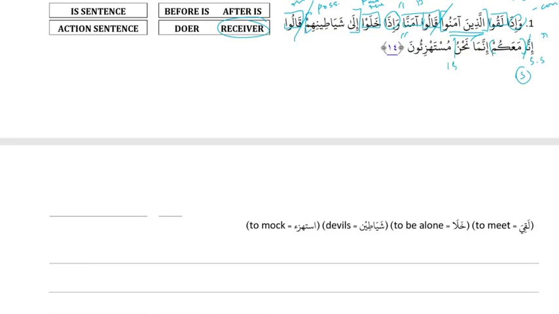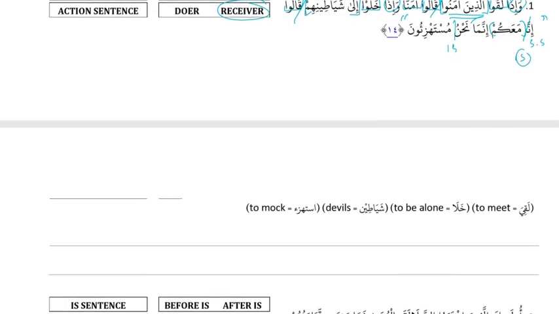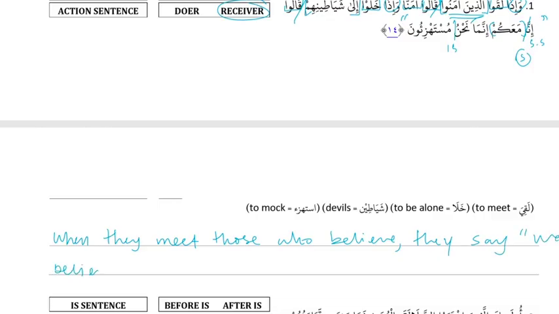Okay. So let's translate. إذا لقوا is when, and then we're gonna translate لقوا present because of إذا, right? So when they meet, rather than when they met. So when they meet الذين آمنوا. Those who believe. That's our receiver. Those who believe, comma, because sort of a consequence. They say, again present tense. We believe. And then period, because that's the end of this first conditional sentence.